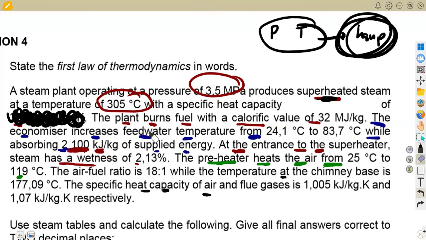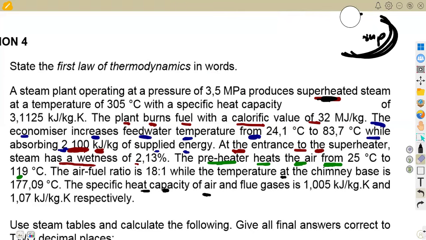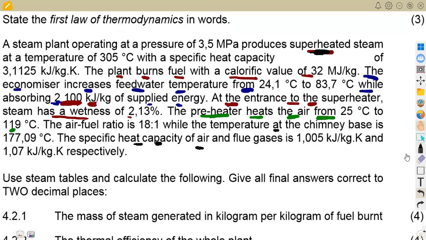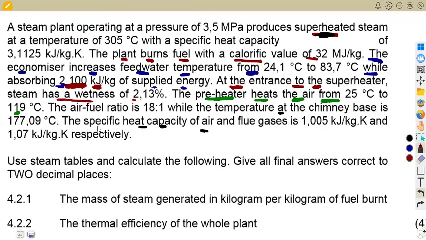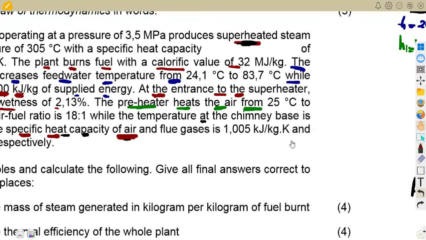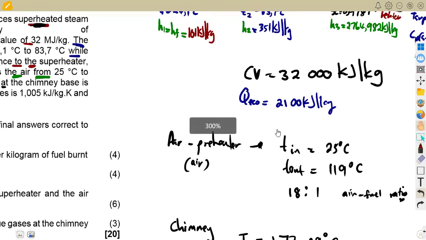But once they give you the specific heat capacity of the superheated steam, if you try to go with this temperature and this pressure, you won't find these values from your superheated steam table. So they won't do something like that. They know what they are doing there. So do not confuse these two. This one is the specific heat capacity for air. It's now dry air, so we put a G there to represent that it's dry gas.